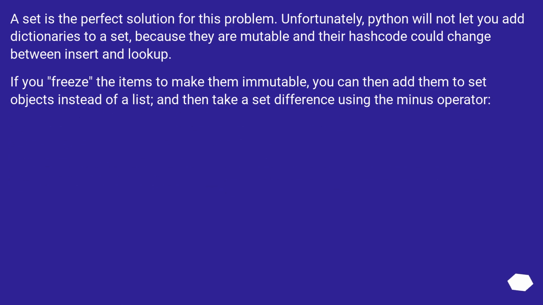A set is the perfect solution for this problem. Unfortunately, Python will not let you add dictionaries to a set, because they are mutable and their hashcode could change between uncertain lookups. If you freeze the items to make them immutable, you can then add them to set objects instead of a list, and then take a set difference using the minus operator.